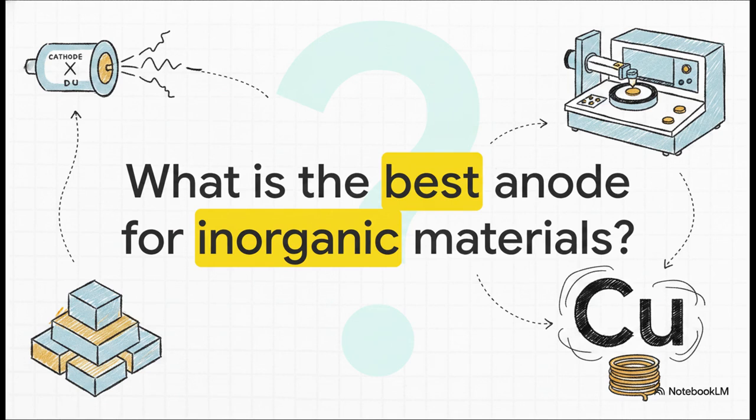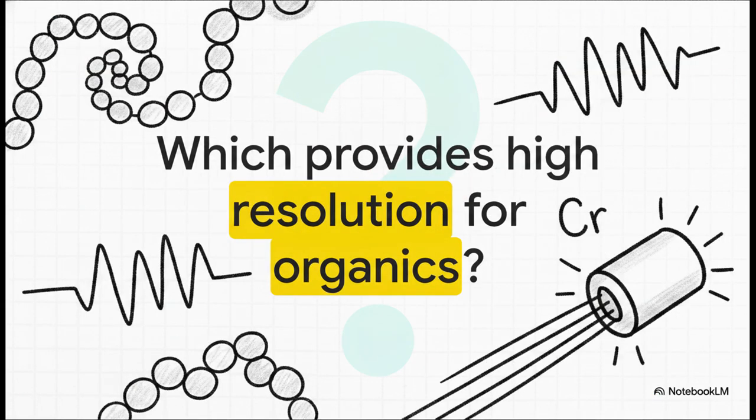Next up, you're analyzing a standard, run-of-the-mill, inorganic ceramic. What's your best overall anode to reach for? Think back to our syntax systems. Yep, copper is your absolute best friend here. Question 3, let's pivot. You bring in an organic polymer with very large atomic d-spacings. Which anode gives you the high resolution you desperately need? The answer is chromium. That longer wavelength is absolutely perfect for measuring wide gaps.